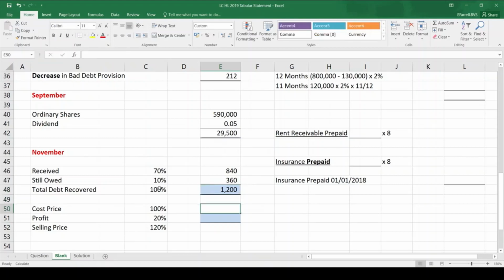Now, because he's paying us, we're going to sell him goods again. And it says that the selling price of these goods was 780,000, which is cost plus 20%. So the selling price is 120%. To work out the cost price, we get 780 divided by 120, multiplied by 100. The cost price would have been 650. And the profit on those goods would have been the difference between those, which is €130. So we need to enter these figures into this tabular statement for November.